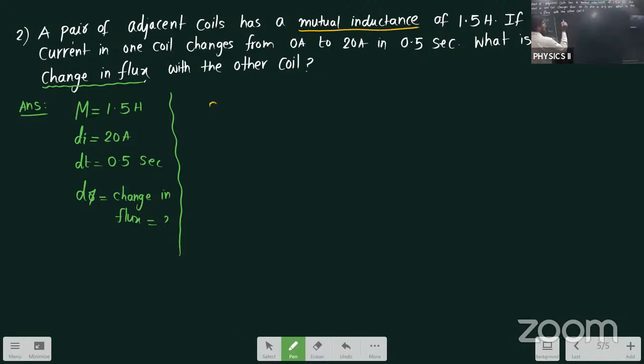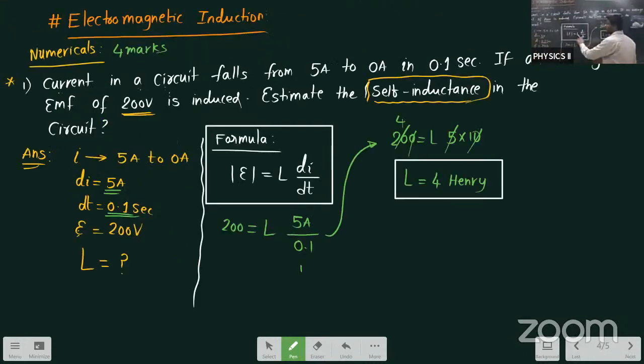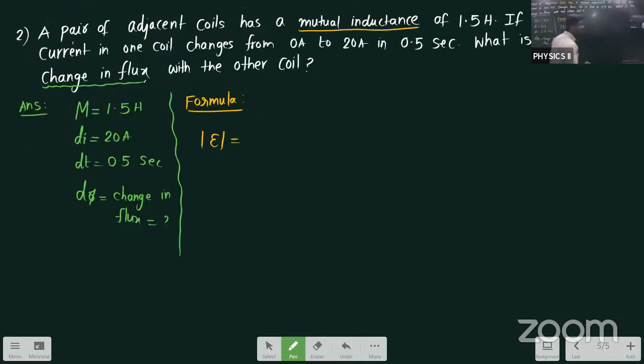So I can write the formula here, because you will be getting marks for this formula. Average EMF, E is equal to, in the previous case we wrote self-inductance, but here you are supposed to write mutual inductance, M into dI divided by dt. See here, we know the value of M, we know the value of dI, we know the value of dt. But here we will be getting the average EMF or induced EMF. But what is he asking you to calculate?